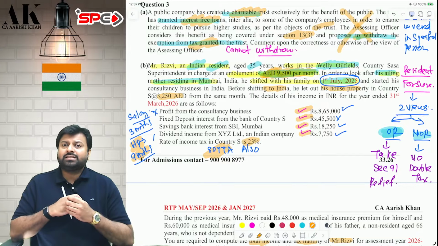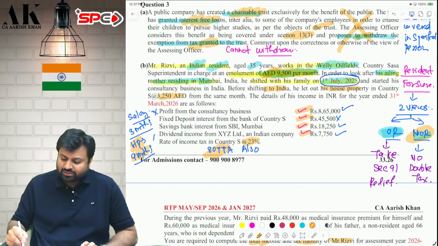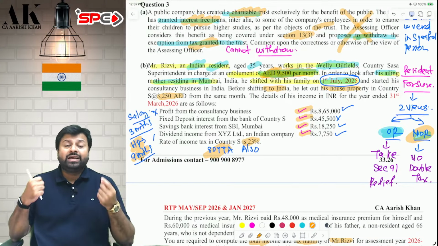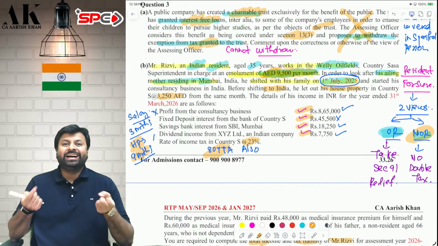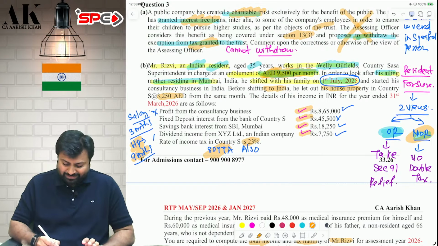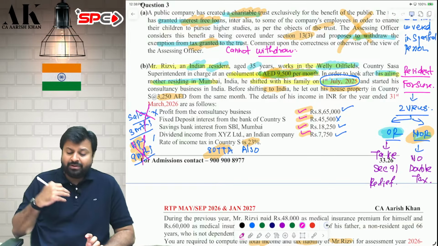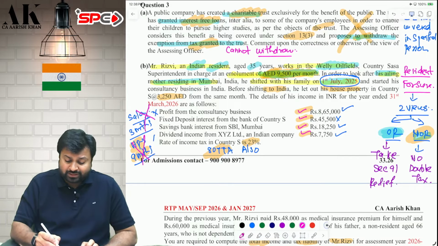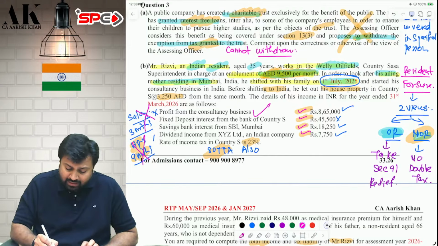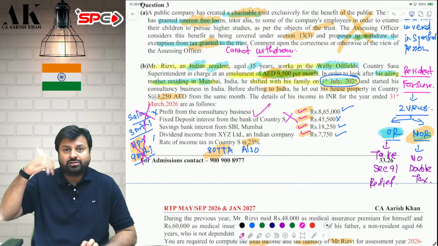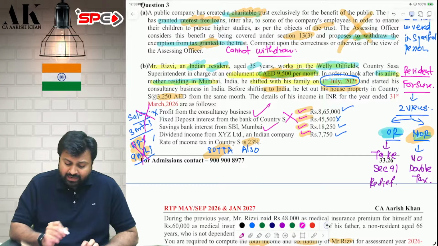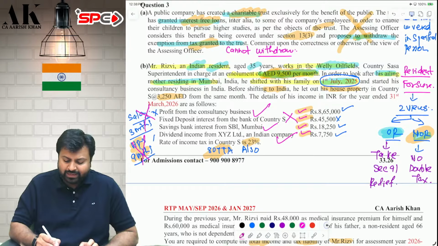But the easier answer to assume is, let's assume that he is not ordinary. If he is not ordinary, then only income which is accrued in India, income which is received in India will be taxable. Therefore, salary income will not be taxable because it is accrued outside India. House property income will not be taxable because that is also accrued outside India. Business income will be taxable. Fixed deposit interest in the foreign country will not be taxable because that is also accrued outside. Yes, FD and saving bank interest in India can be taxable. Dividend income can be taxable in India, and then 80TTA he can claim on saving bank interest. That's it.